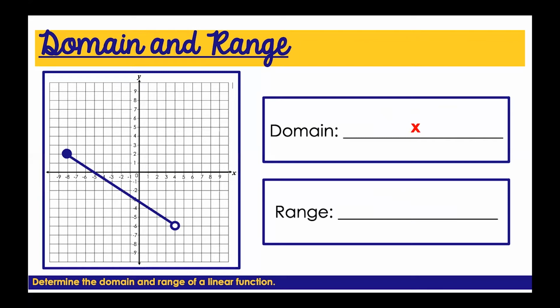The domain is x. Put your symbols around. Domain, we know, goes from left to right, just like the x-axis. The leftmost point touches the x-axis at -8. The rightmost point touches the x-axis at +4.